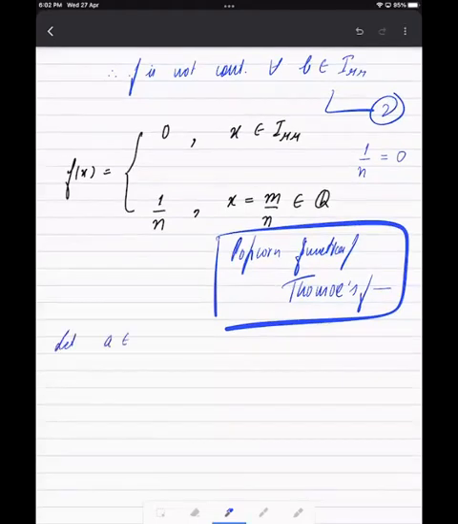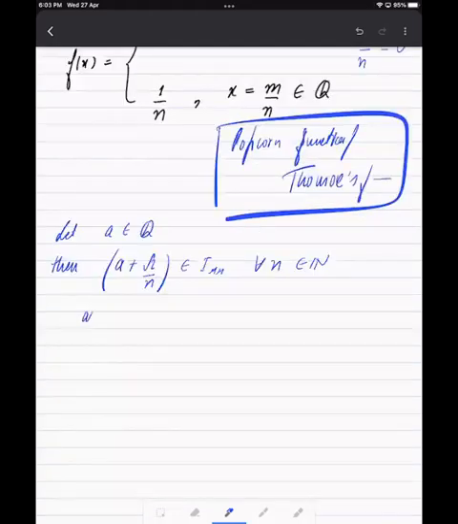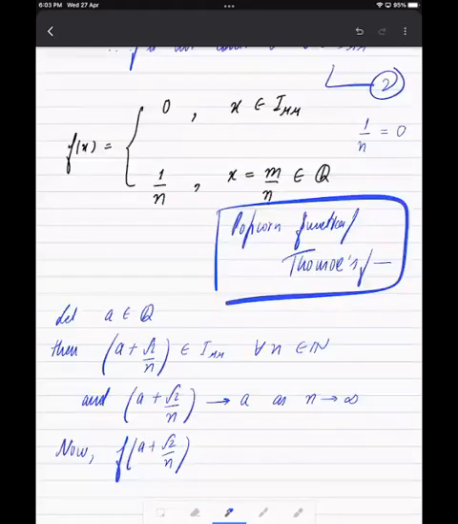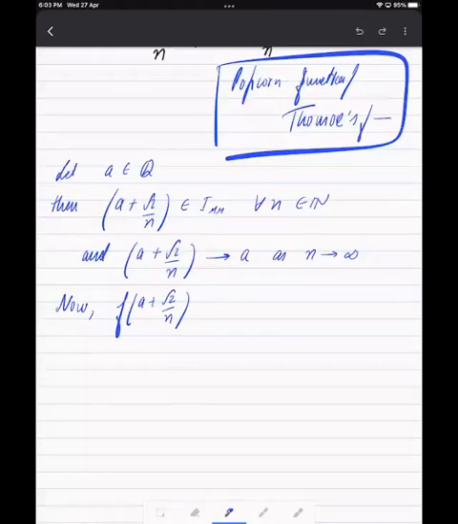Let A belong to the rationals. Then A plus root 2 by n belongs to the irrationals for all n belonging to the naturals. And it also converges to A as n tends to infinity, right? So in a similar manner, if we apply f here, f of A plus root 2 by n, that means f of an irrational. f of an irrational is 0. So this is equal to 0.